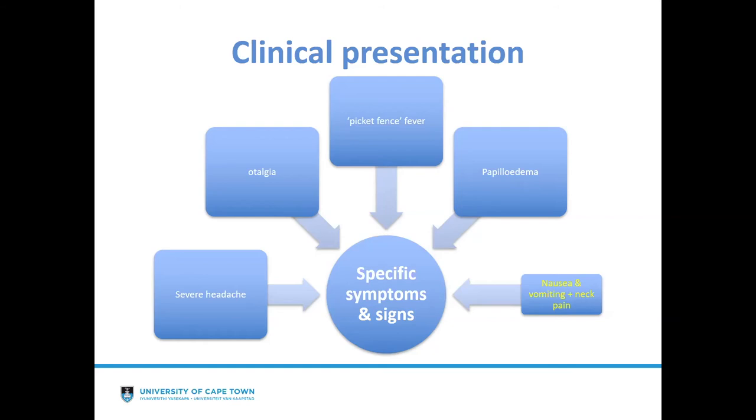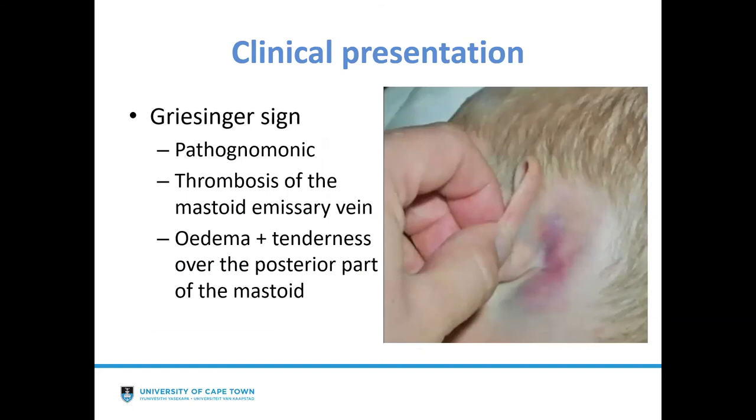In addition to those symptoms, they may also present with nausea and vomiting and neck pain, as was seen in our second case. And then if you look at other signs that you can elicit, there's what you call the Griesinger sign, that is thought to be pathognomonic for lateral sinus thrombosis, and is thought to be due to thrombosis of the mastoid emissary vein. Patients present with edema and tenderness over the posterior part of the mastoid.